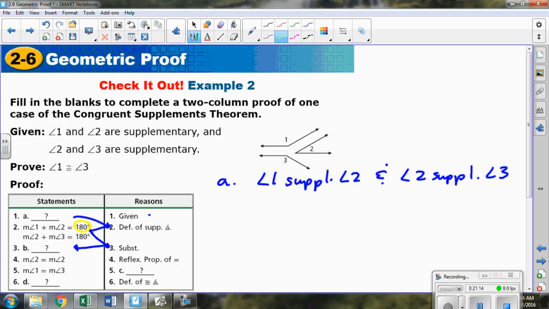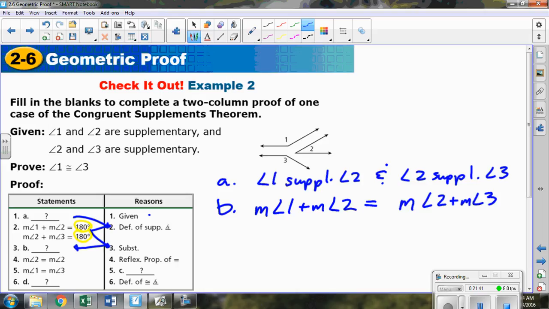How about here? 180 is the same as 180, so we can substitute those in for each other. Our substitution step then is going to combine those two equations. In particular, we would have the measure of angle 1 plus the measure of angle 2 will equal 180, but we already know that the measure of angle 2 plus the measure of angle 3 is 180. So we can combine the two equations into this one equation.